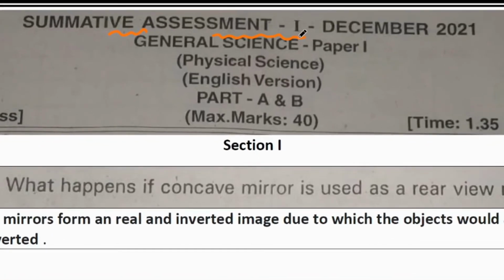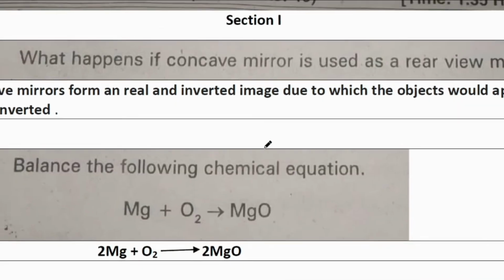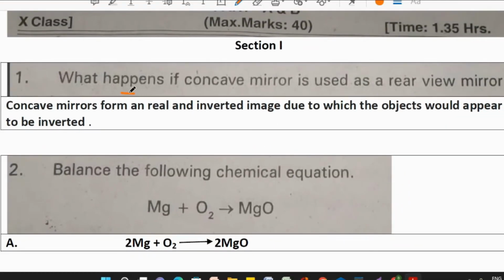Let us discuss the summative assessment 1 physics answer key, and this exam was conducted in December 2021. Let us discuss part A, section 1. What happens if a concave mirror is used as a rear view mirror? A concave mirror forms a real and inverted image, due to which the objects would appear to be inverted.